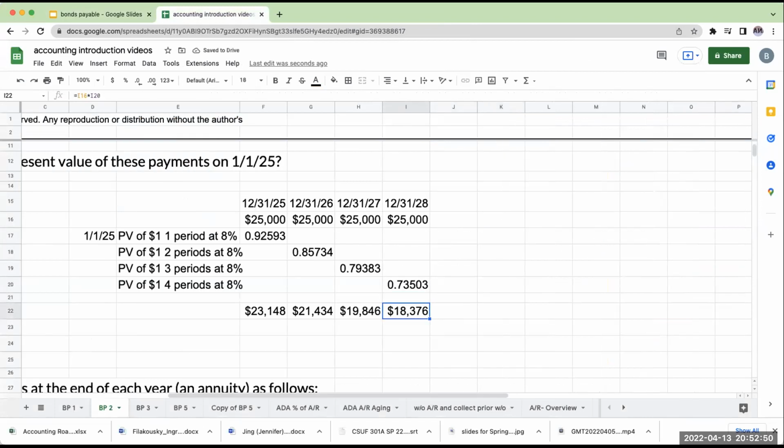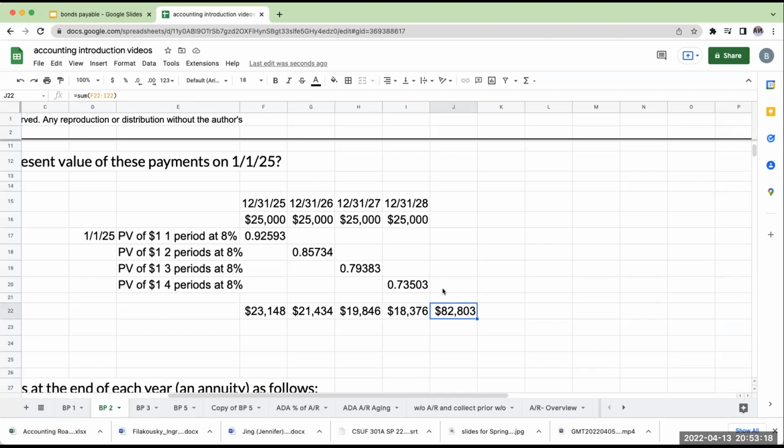So again, if I invested 18,376 today at 8%, 5 years from now, this would be worth 25,000. So, or 4 years from now, it'd be worth 25,000. If I add all of these up, the value of this $25,000 being paid out to me every single year is going to be worth, for the next 4 years, 82,803.